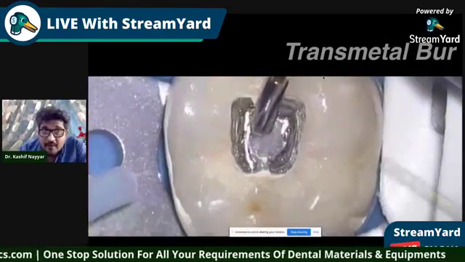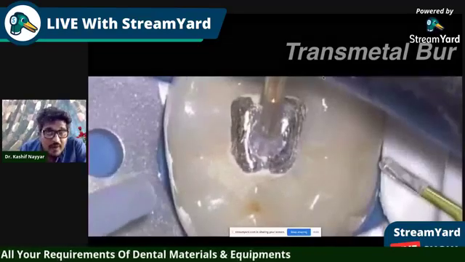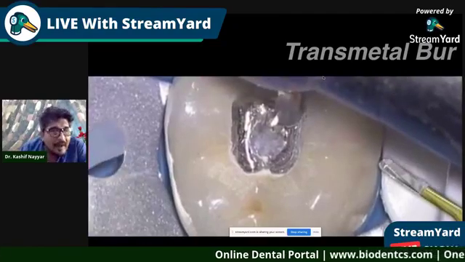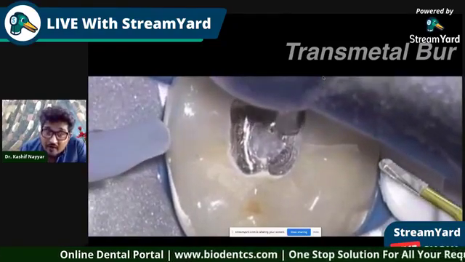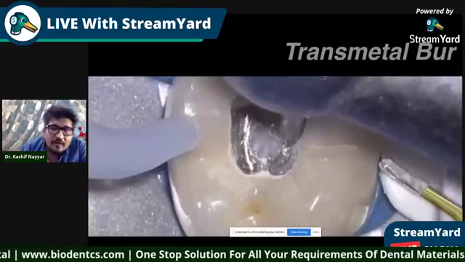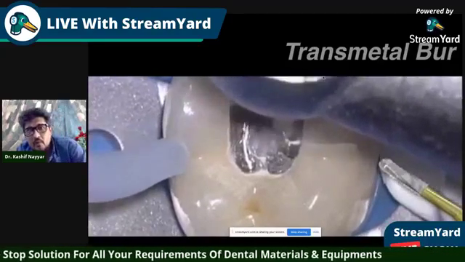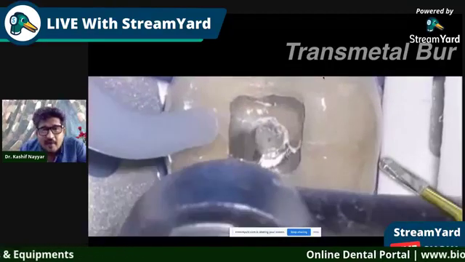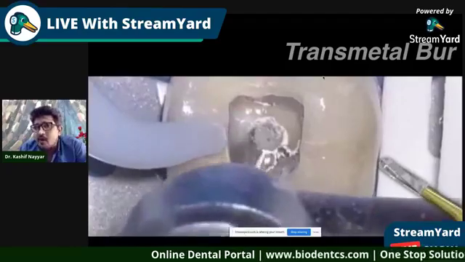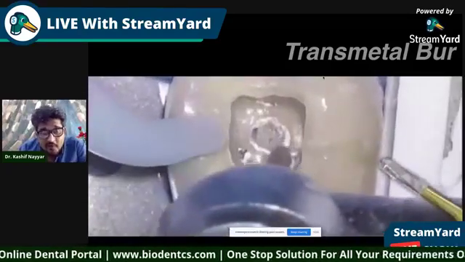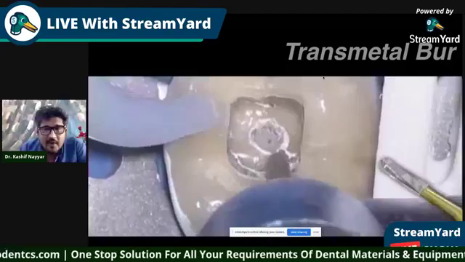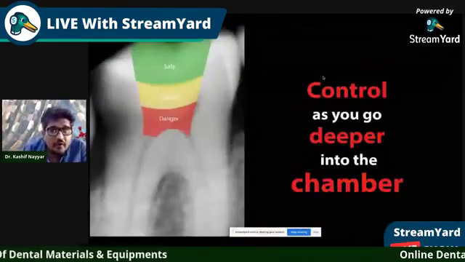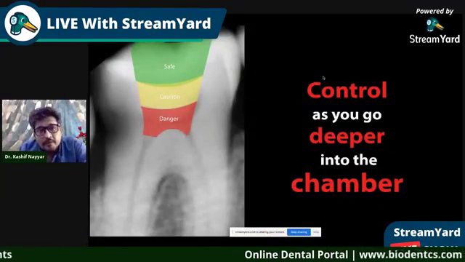Transmetal burrs can slice through the PFM metal crown easily. They can easily go through amalgam restorations and through natural crowns. This burr is especially effective when the patient presents with irreversible symptoms, when the anesthesia is not effective and there is a need for intrapulpal injection. So this burr is quite effective for that reason. Diamond is not even close to its preparation. So again, control as you go deeper into the pulp chamber.